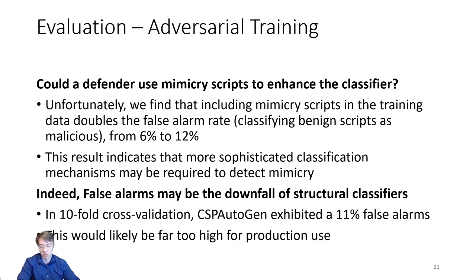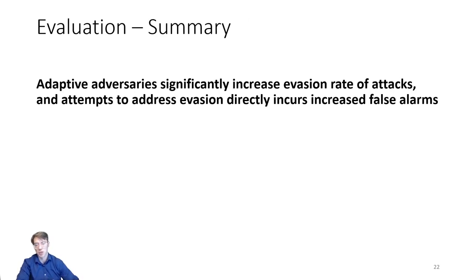We did a tenfold cross-validation test with CSP AutoGen and showed that it had an over 10% false alarm rate, which is probably too high for any kind of real production use. So the summary of our evaluation is that adaptive adversaries do increase the evasion rate of attacks, and attempts to address it directly seem to incur unacceptably high false alarm rates.